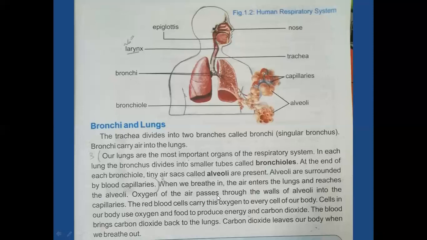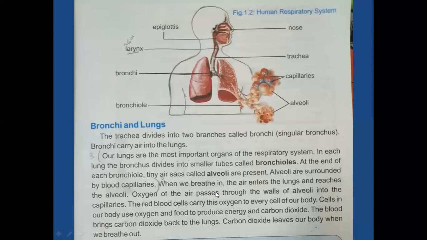If you remember in my previous lecture on the digestive system, I told you that the digested food is absorbed in the walls of the small intestine, which have finger-like projections called villi. Same like that digestive system absorption, here oxygen of the air passes through the walls of the alveoli and is absorbed into the blood capillaries.